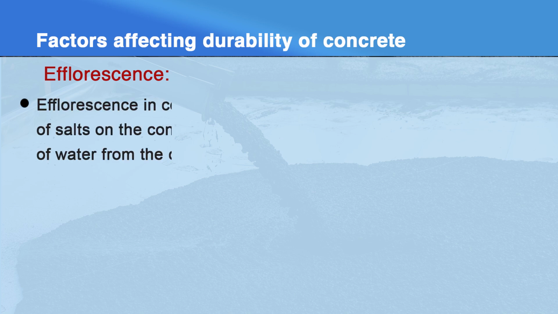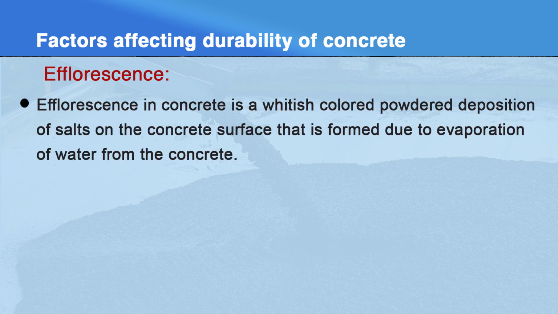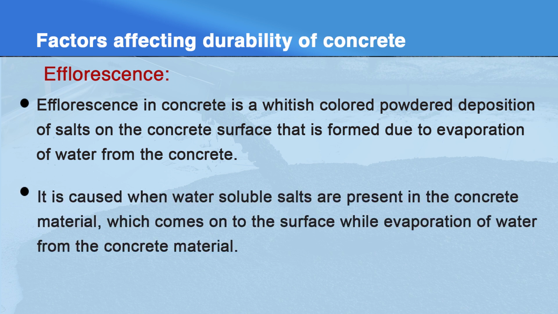Efflorescence. Efflorescence in concrete is a whitish colored powder deposition of salts on the concrete surface that is formed due to evaporation of water from the concrete. It is caused when the water soluble salts are present in the concrete material, which come to the surface during evaporation of water from the concrete.